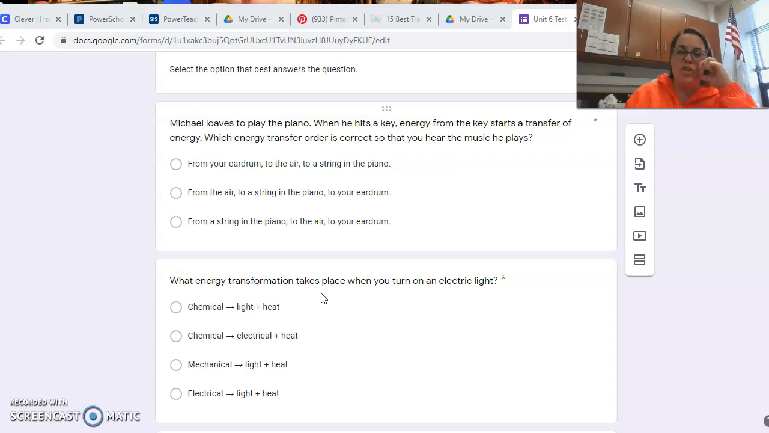What energy transformation takes place when you turn on an electric light? Chemical to light and heat. Chemical to electrical and heat. Mechanical to light and heat. Or electrical to light and heat.